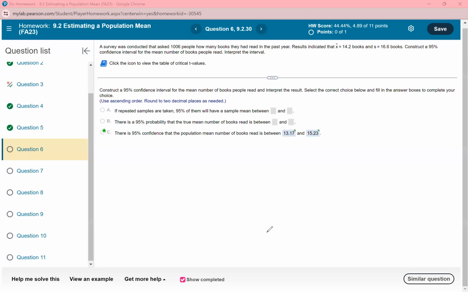A survey asked 1,006 people how many books they had read in the past year. So N is 1,006. We have a sample mean of 14.2 and a sample standard deviation of 16.6, and we want a 95% confidence interval for the mean number of books read.